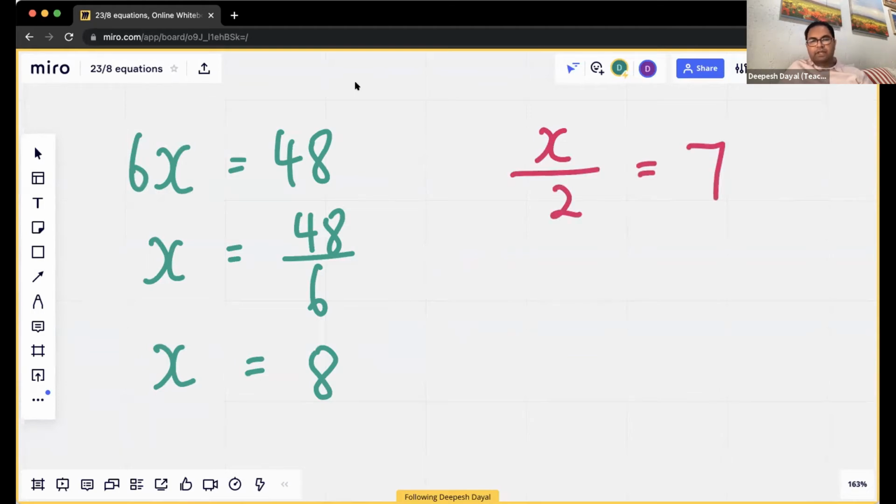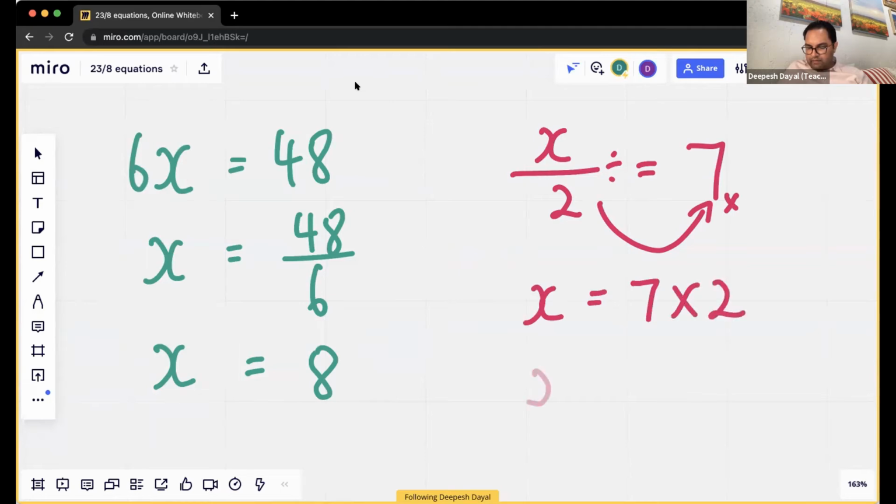So let's look at this. x divided by 2 equals 7. So what will x equal to? We're going to say divide by 2 here. When we take the divide over, it becomes times. So x equals 7 times 2. So x will then equal 14, because 7 times 2 is 14. Is that fine? Yes, sir.